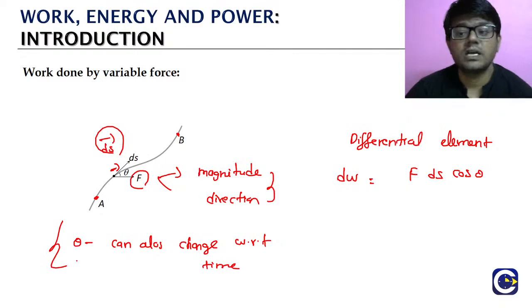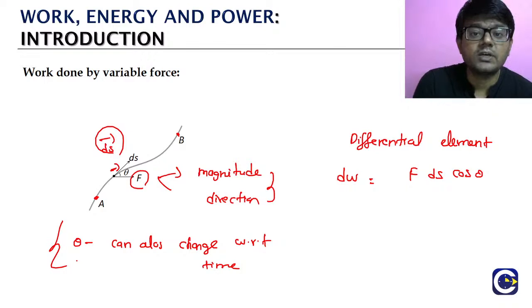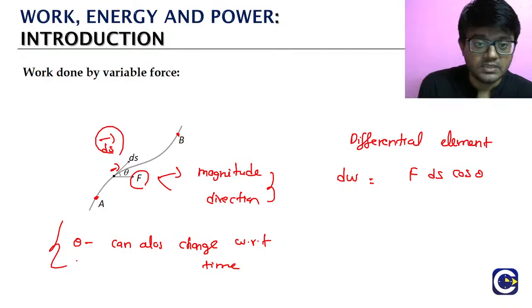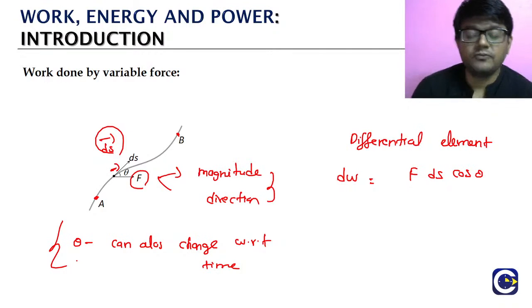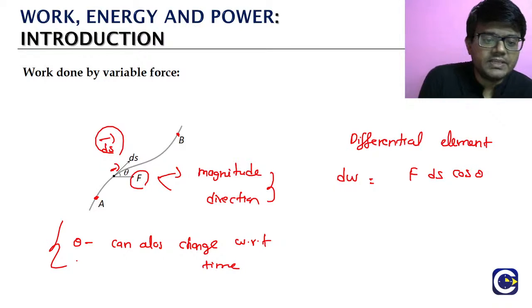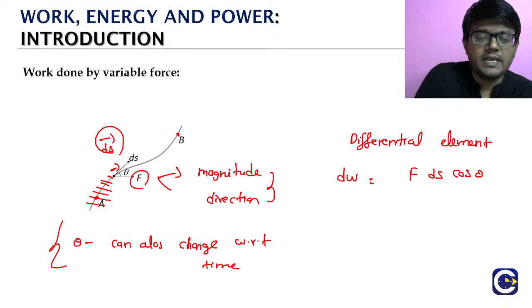theta ஓட வேல்யூ சேஞ்ச் ஆகலாம். So that is why we are calling it as what? Variable force, right? அதனால தான் we are calling it as variable force. Okay, if we want to calculate the overall work, அதுக்கு நம்ம என்ன பண்ணணும்? Simply இந்த மாதிரி நம்ம small displacement ஓட இன்டர்வல்ஸ் எடுத்துட்டு அதுல இருந்து வர work அப்படியே ஆட் பண்ணணும்.